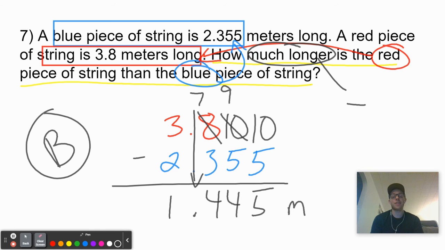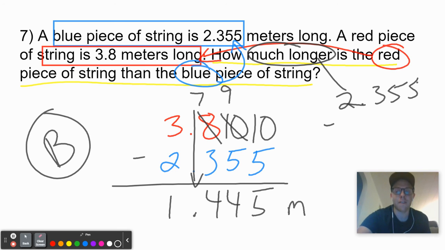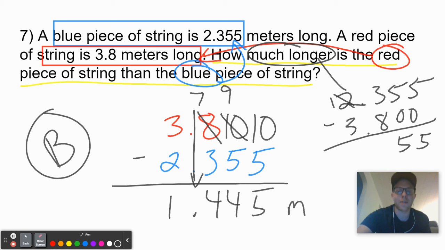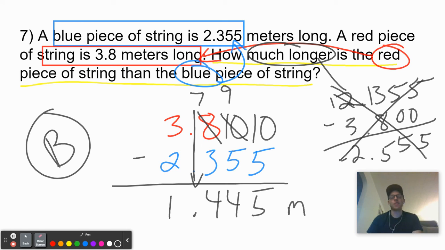One way that you could tell if you were doing something wrong, if you were subtracting and you did 2.355 minus 3.800, you're going to end up getting a very, very confusing answer. It's going to be a negative number, and we can't have a negative piece of string, right? Like a string can't be negative 2 inches long. So if you ever feel like you're stuck or your answer just doesn't make sense, chances are there was a slight error that you made, and we need to go back and rework the problem.